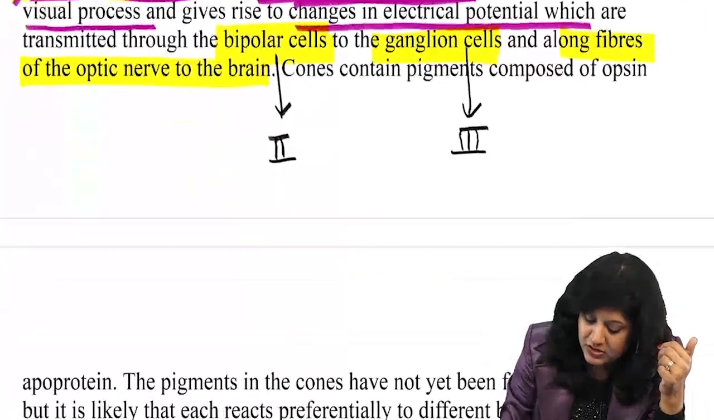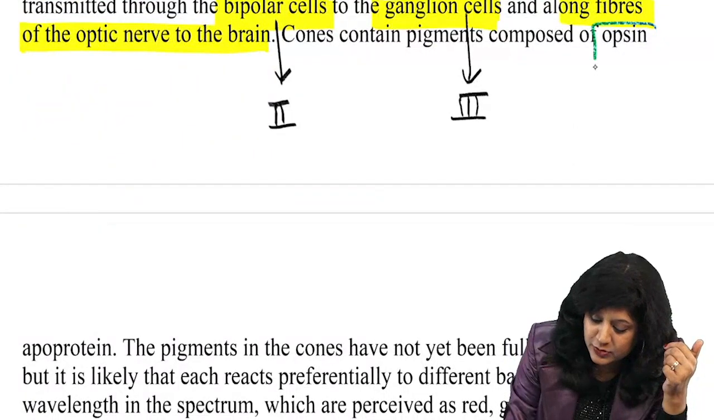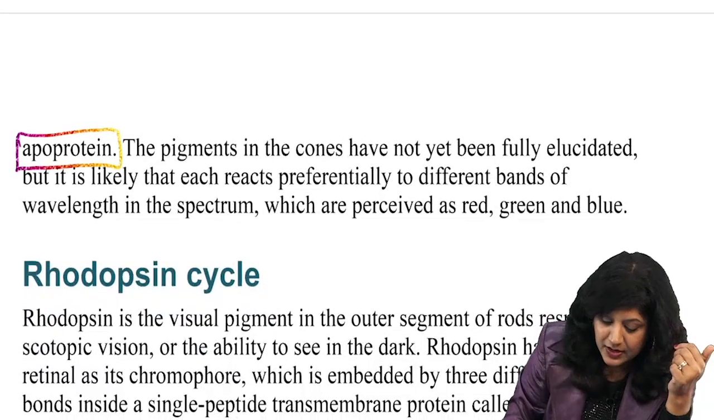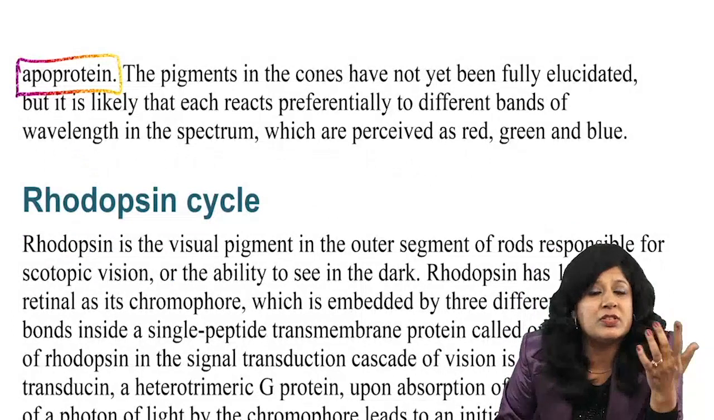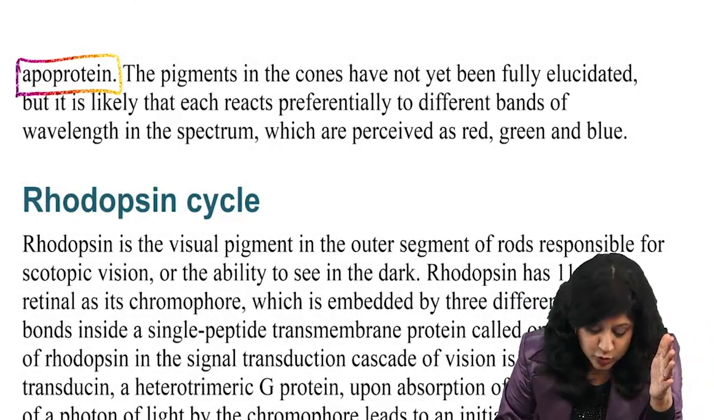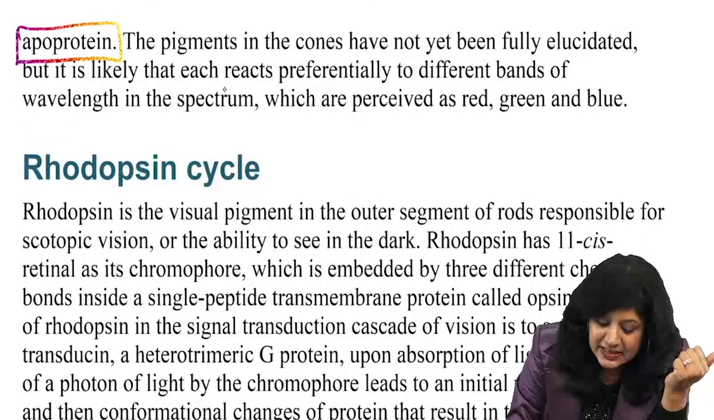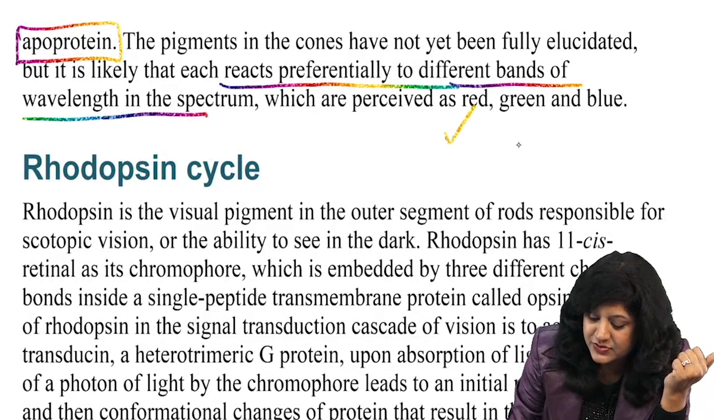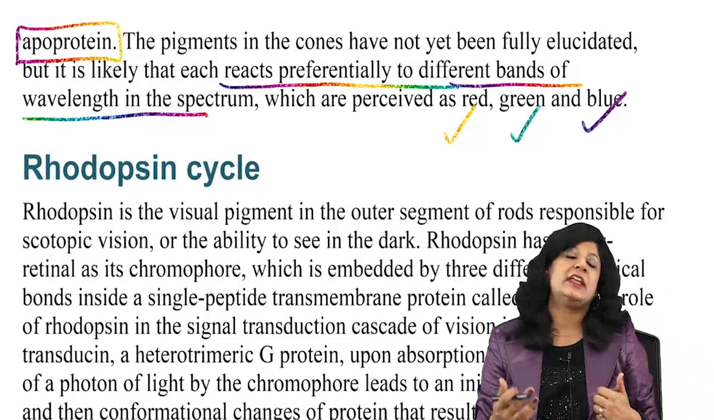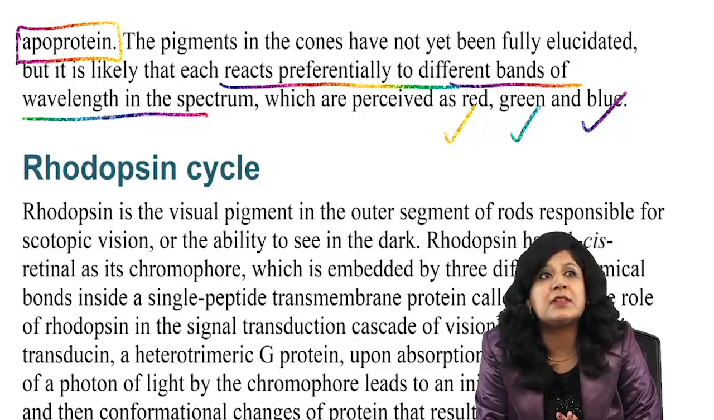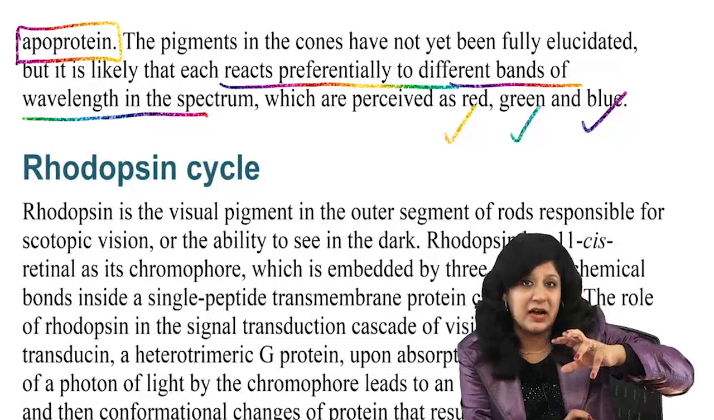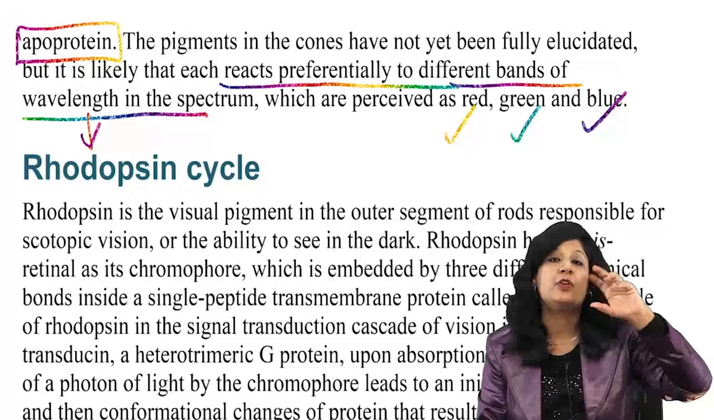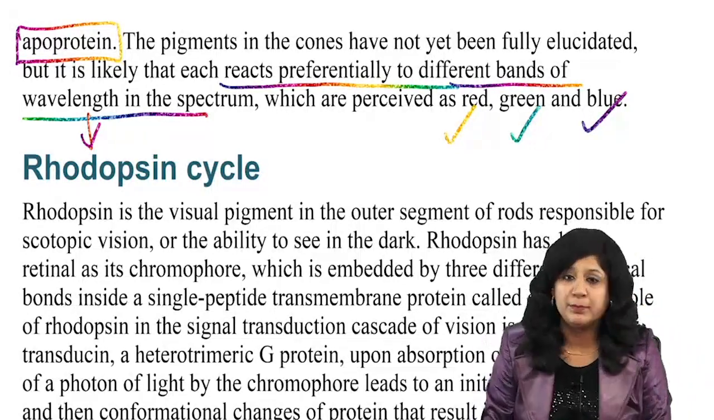They contain the pigments which are composed of opsin. Now another important thing that you should know is your opsin pigment. This is your opsin apoprotein. Now the pigments which are present in the cones, you do not know much about it. We know about the rhodopsin that I have told you, but it is likely that each preferentially binds to different bands of wavelength and they are seen as red, green and blue. So we do not know much detail about the cones and their pigments, their working, but the thing is that we have got some part which is reacting to the specific wavelength, and that is why we have got different cones like red color, green color and the blue color, right?